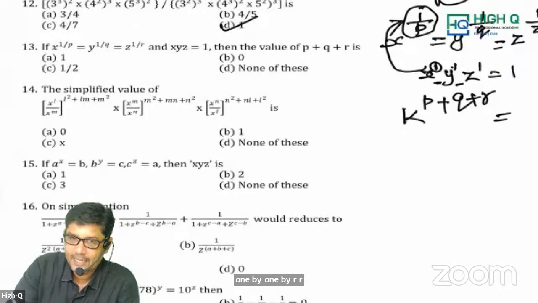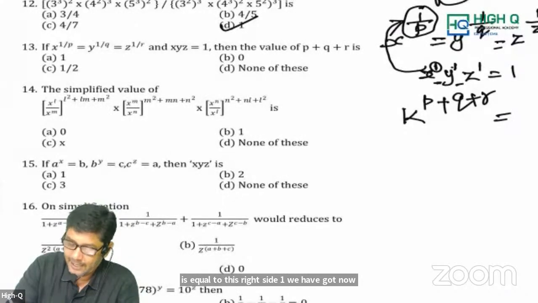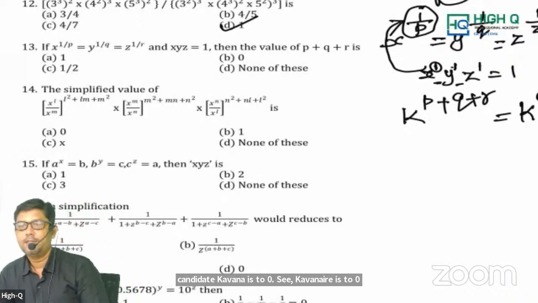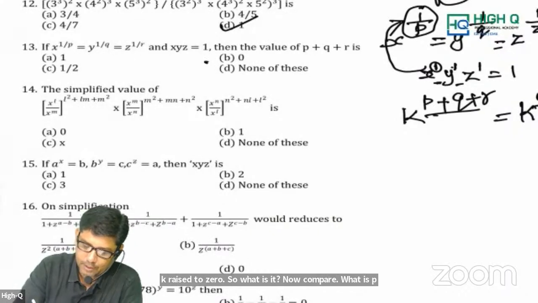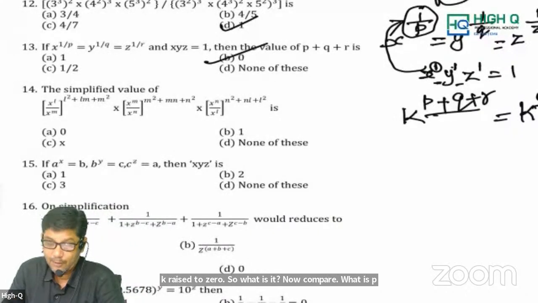Right? Can I write anything raised to 0? Can I write Kavinaya raised to 0? See, Kavinaya raised to 0. K raised to 0. So what is it? Now compare. What is p plus q plus r equal to? Otherwise, you know the method.